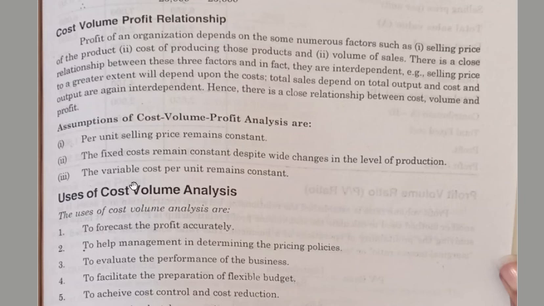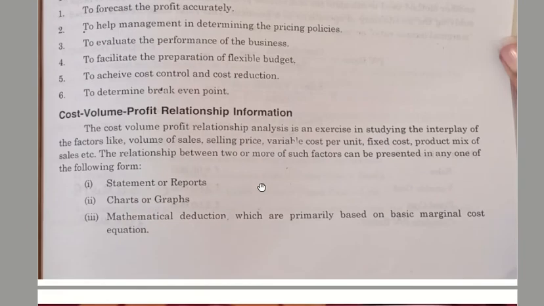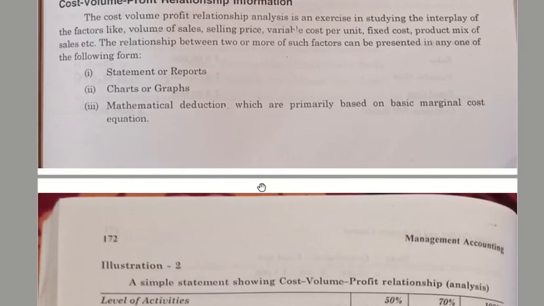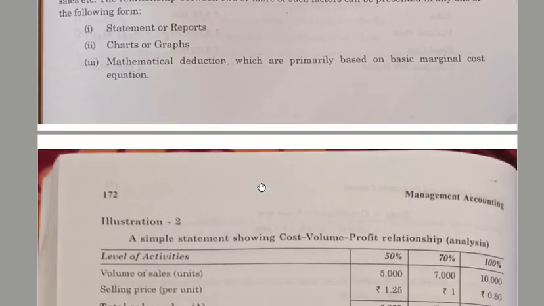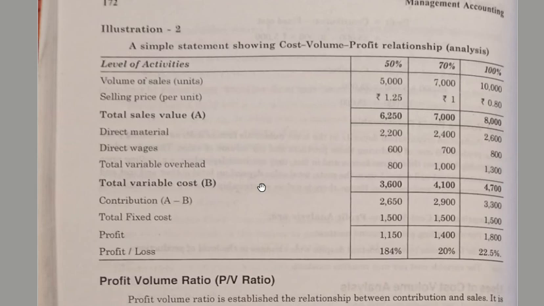Next is the variable cost per unit remains constant. For example, the variable cost of 5,000 units is 50,000. At that time, what is the variable cost per unit? It is nothing but 50,000 divided by 5,000 units, so 10 rupees. So this 10 rupees variable cost per unit will remain constant. So these are our three assumptions. We'll look into how we are going to calculate our cost volume profit relationship.